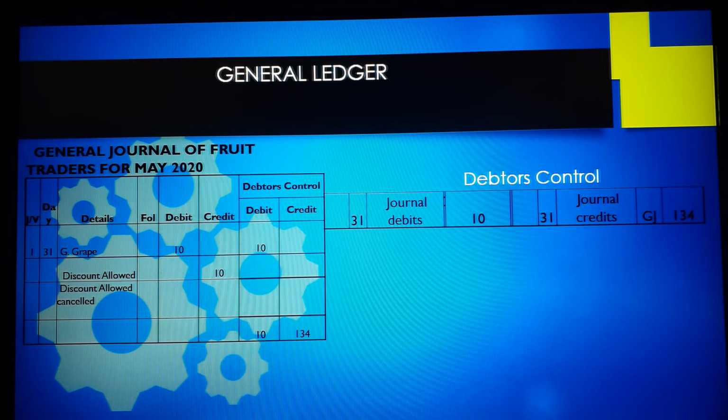Just to have a look at the general ledger, this is going to become very important when we start doing control accounts, but please remember that from our general journal, the debtors control columns, at the end of the month, you will add up everything in the debit column and you will add up everything in the credit column, and you will post these to the debtors control account. So as you can see, the debit column added up to 10 Rand at the end of May.